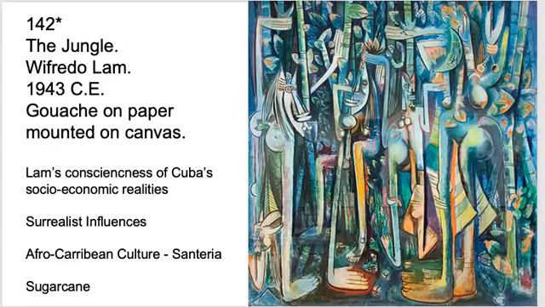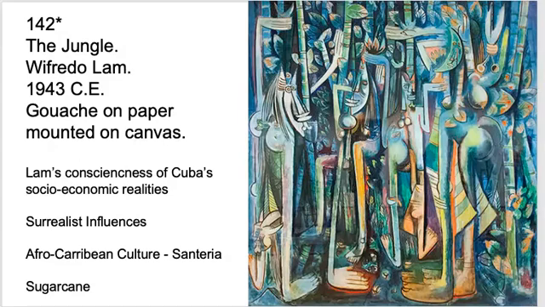Okay, this is a Cuban painter, Wilfredo Lam. This is from 1943, gouache on paper, and it's mounted on canvas. It's called The Jungle, and he was really interested in Afro-Caribbean culture and Santeria. He was Cuban born, but he lived in Europe and in the United States. He had an interest in Hispanic and African mix of cultures.